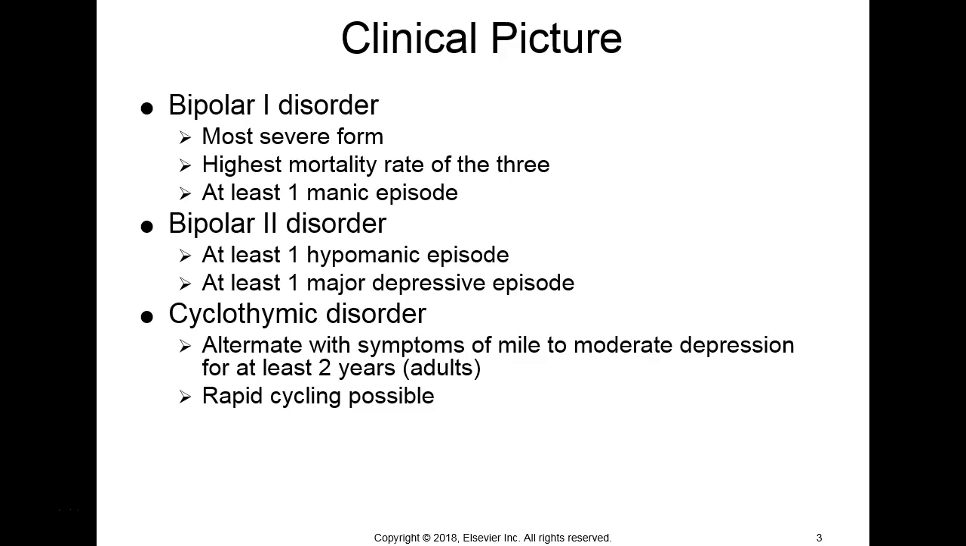Cyclothymic disorder is alternating moods with symptoms of mild to moderate depression for at least 2 years for adults. Alternating with that mild to moderate depression would be, again, a lower level of mania, maybe like a hypomania type episode, and then mild to moderate depression. They never really get into the full-blown, extremely deep parts of depression, but still very uncomfortable.